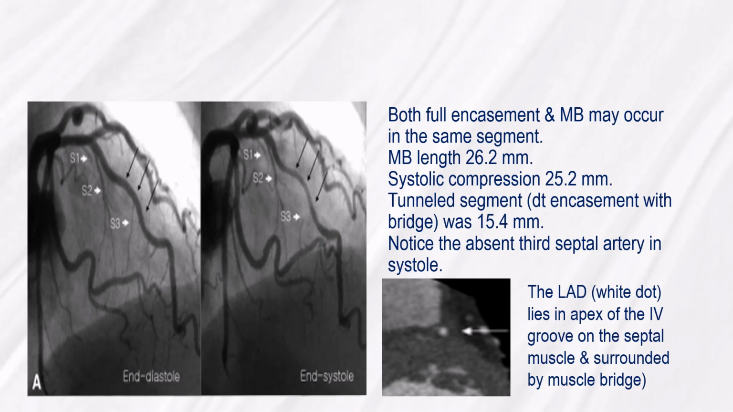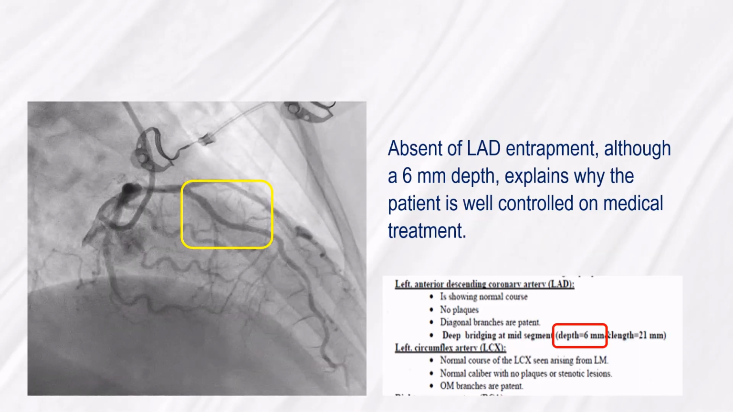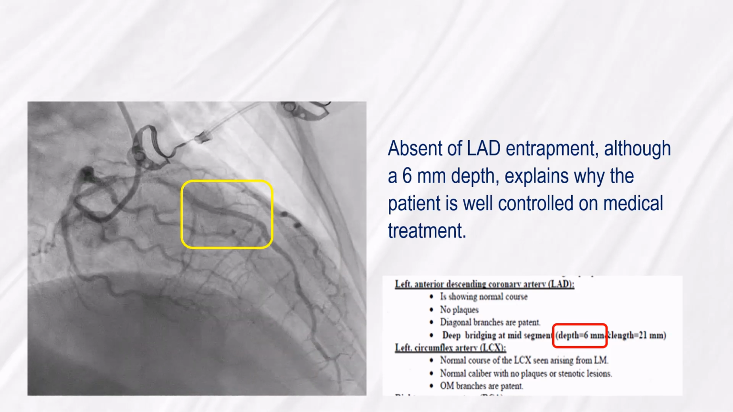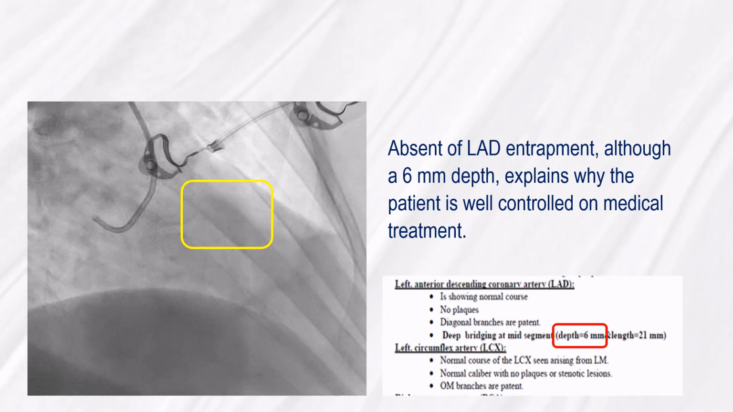The LAD, white dot, lies in the apex of the IV groove on the septal muscle and is surrounded by muscle bridge. The tunnel segment due to encasement and bridge was about 15 mm, while the myocardial bridge length is 26 mm, and the whole systolic compression was about 25 mm. Notice the absent third septal artery in systole. Absence of LAD entrapment, although a 6 mm depth, may explain why this old patient is well controlled on medical treatment.